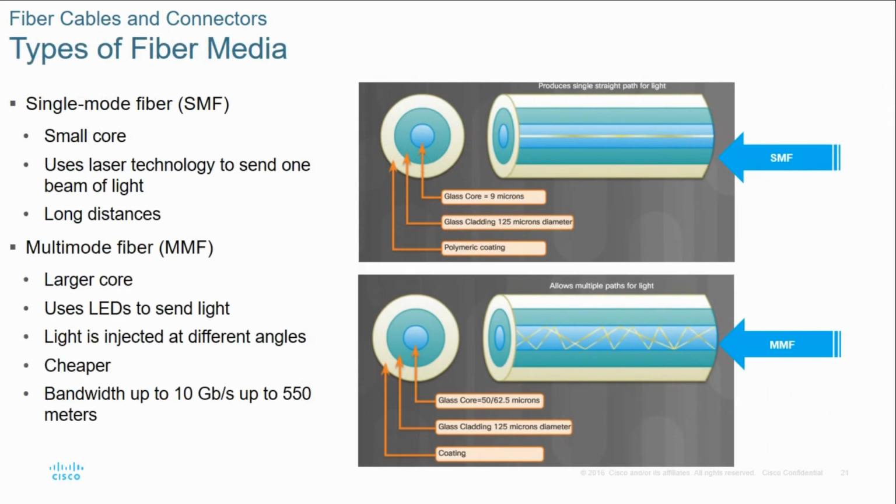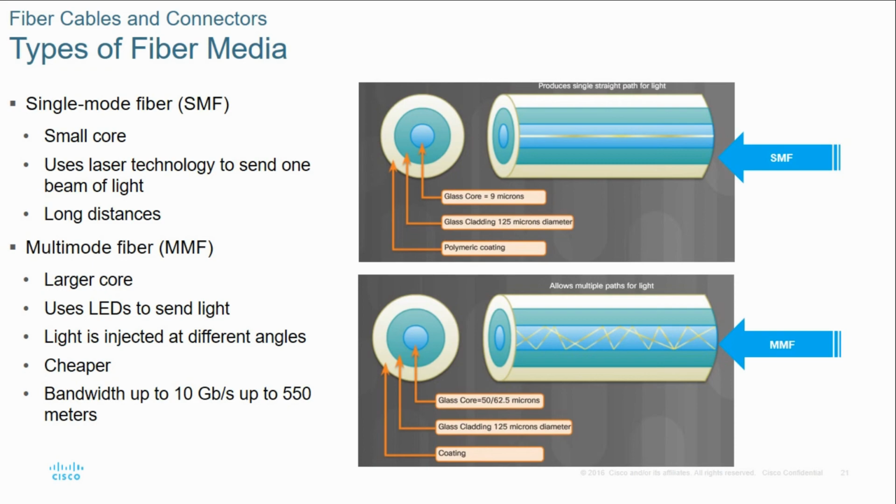The single-mode fiber consists of a very small core and uses laser technology to send a single ray of light. Its maximum cable run is 3 kilometers. The multimode fiber consists of a larger core and uses LED emitters to send light pulses. Its maximum cable run is 2 kilometers. These cables are typically used for the riser or backbone subsystem of the network.